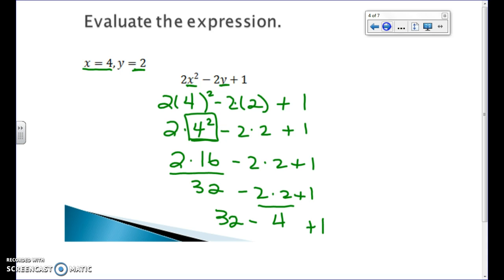Now I'm looking finally for my addition, subtraction from left to right. The first thing that I see is a subtraction sign, so I'm going to do 28 plus 1. And finally, we know 28 plus 1 is 29. So when I evaluate that expression with the exponents, I know that it comes out to be 29.